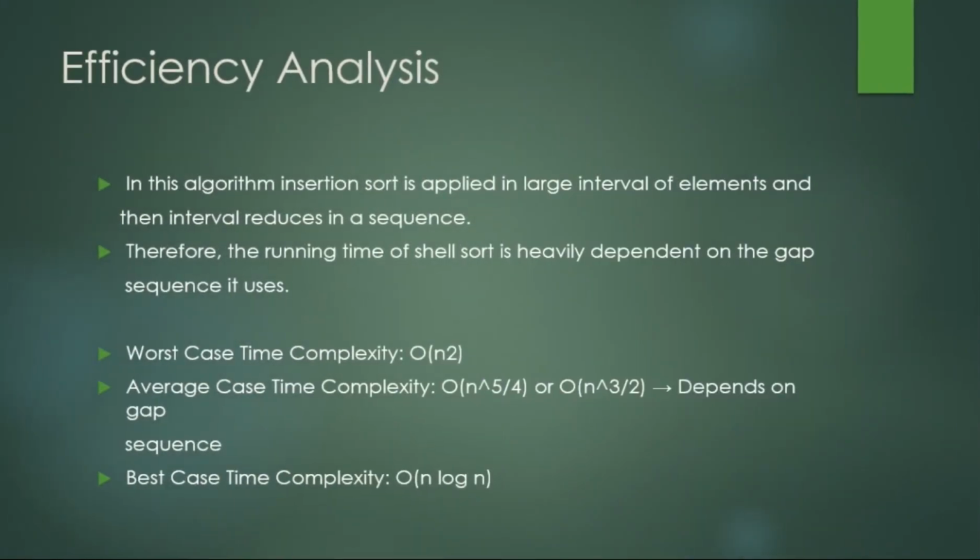Now let's discuss the efficiency analysis. In this algorithm, insertion sort is applied on large intervals of elements and then the interval reduces in a sequence. Therefore, the running time of shell sort is heavily dependent on the gap sequence it uses. So the worst case time complexity for shell sort is big O of n square. Average case time complexity actually depends on the gap sequence that we have used, and the base time complexity is n log n, big O of n log n.